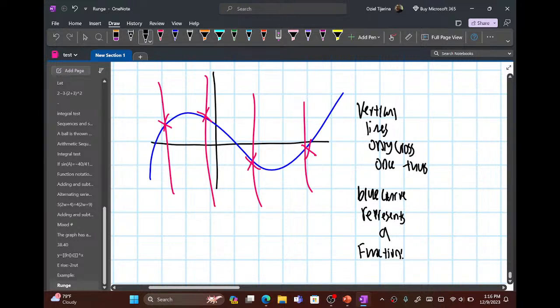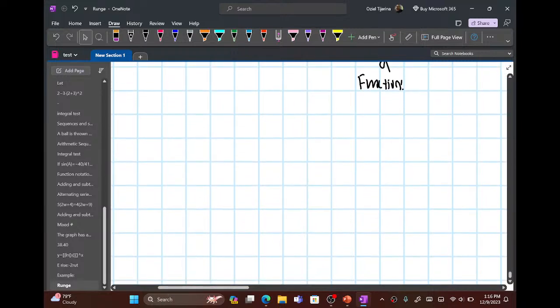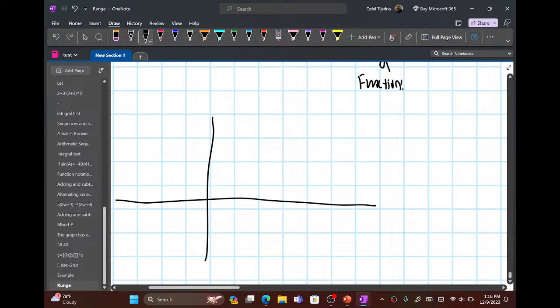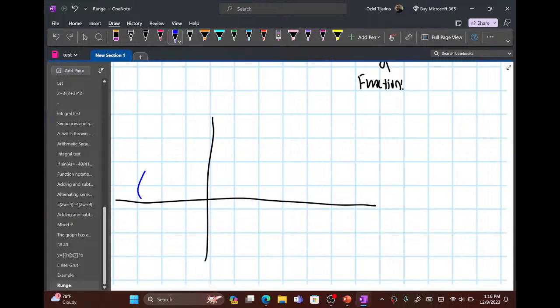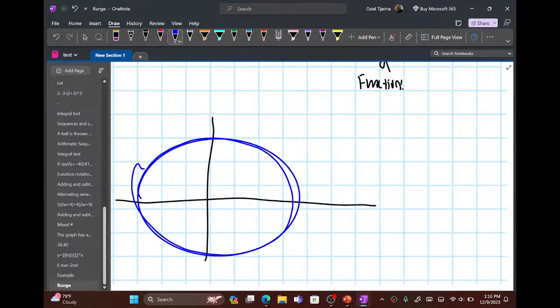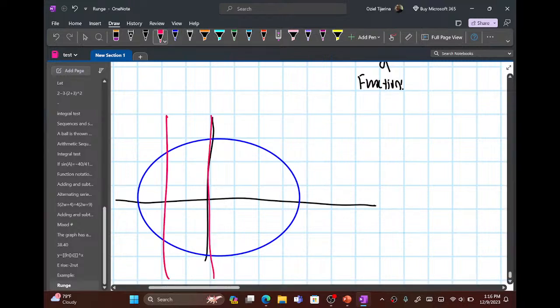Now, when it doesn't represent a function, this is if I say, for example, like a circle, right? If I see that it crosses it twice like this, this is not a function, because there's an error here. This does not follow the vertical line test, therefore it is not a function.